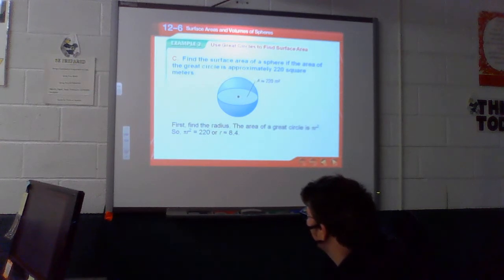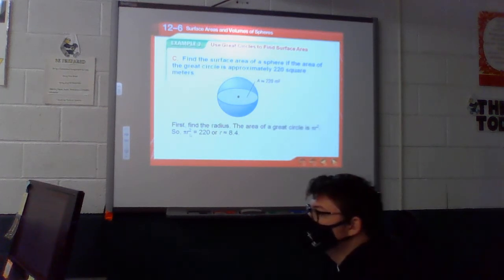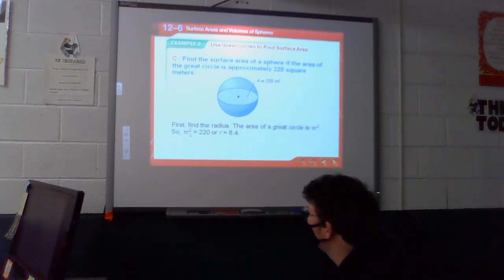So if this is my equation that I'm working with right here, how do I get r all by itself? Divide by pi, and then what? Take the square root of both sides. And you got to do it in that order. Okay, so they get approximately 8.4.